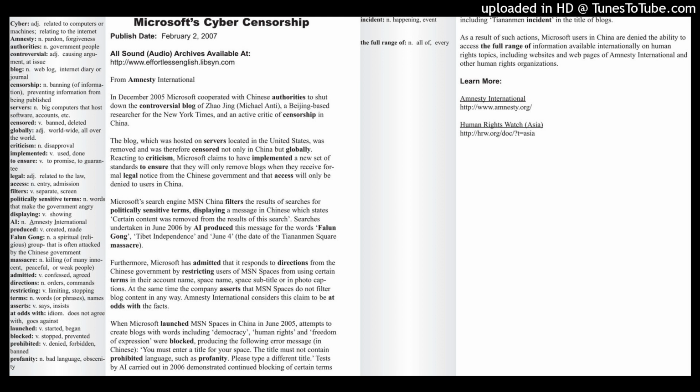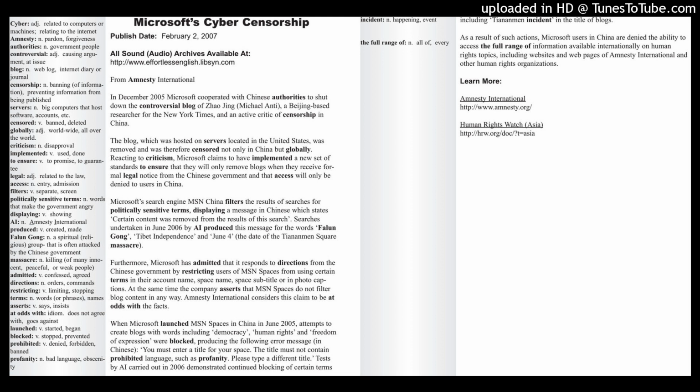For politically sensitive terms is a nice way to say things the Chinese government does not like. For example, information about Tibet, information about Tiananmen Square, information about the Falun Gong. The Falun Gong, which we see later in the paragraph, they're a kind of religious spiritual group. I don't know a lot about them. I think they do a lot of meditation, but the Chinese government does not like them. They torture them, they arrest them, they kill them, etc. So that's what Falun Gong means.